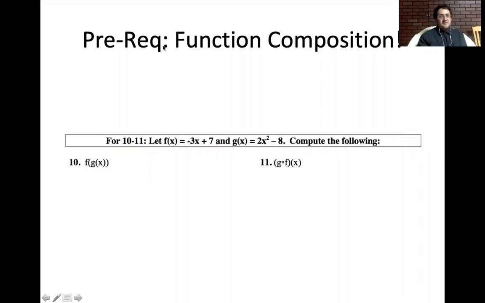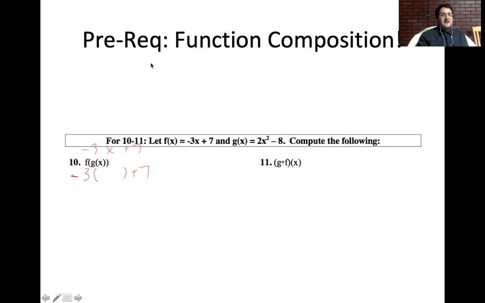Let's say, for instance, that I have f of g of x. So what that means is I have a -3 times, and I'm just going to put in parentheses for x, but I'm going to be putting the g of x stuff in a little bit later, plus 7. This is -3x plus 7. That was your f of x.